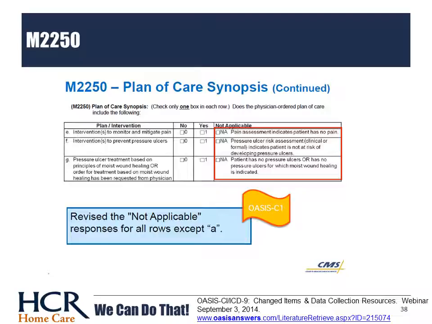And then the last item, about pressure ulcer treatment based on the principles of moist wound healing, you can choose NA if the patient has no pressure ulcers or has no pressure ulcers for which moist wound healing is indicated. So on those rare occasions where perhaps a wet to dry dressing, or a dressing which does not encourage moist wound healing, is appropriate, then you could choose the NA option here.